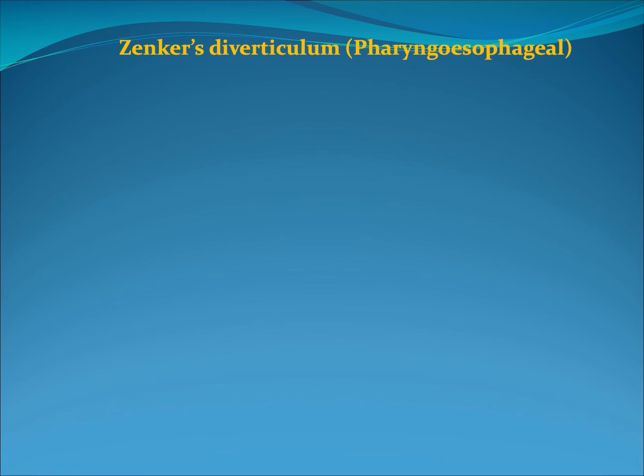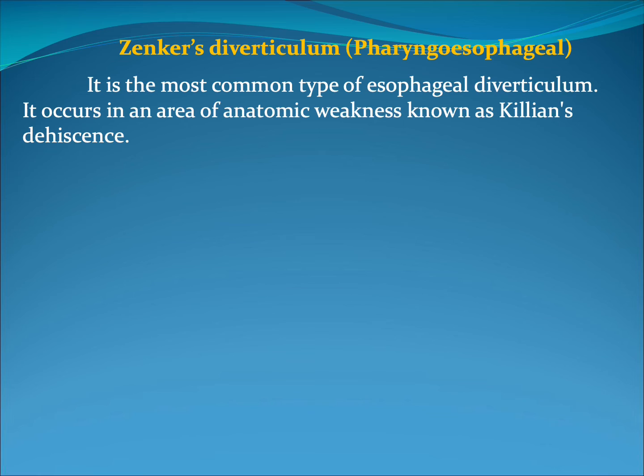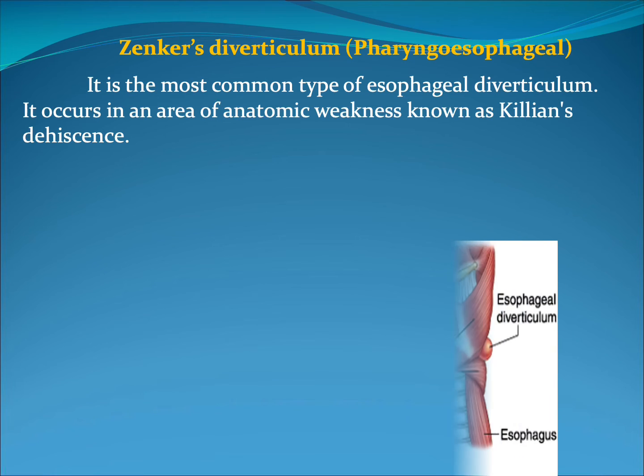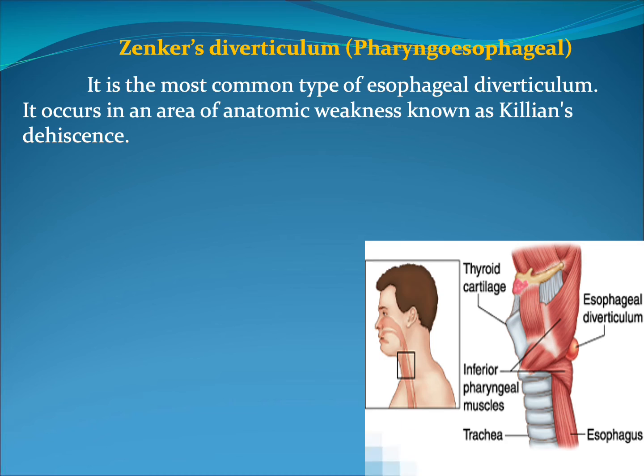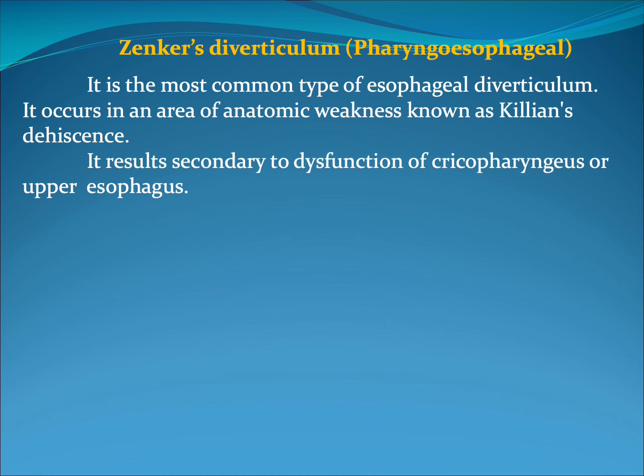The pharyngoesophageal diverticulum, or Zenker's diverticulum, is the most common type of diverticulum. It is a pseudodiverticulum, and it appears in the area of anatomical weakness called Killian's dehiscence, in the area of the cricopharyngeus muscle, because dysfunction of this muscle will lead to the development of Zenker's diverticulum.